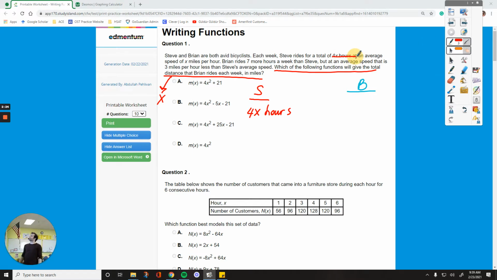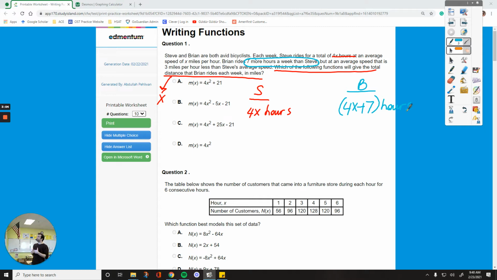So I'm done with that information. That belongs to Steve. I try to color code when I solve these questions online. So if it is Brian, I'm going to put it in blue. If it is Steve, I'm going to put it in red. So Brian rides 7 more hours a week than Steve. So this right here goes for blue for Brian, 7 more hours a week than Steve. So Steve was riding 4x hours. 7 more than 4x is 4x plus 7. Let's put it in the parentheses because I'm going to put hours in here.